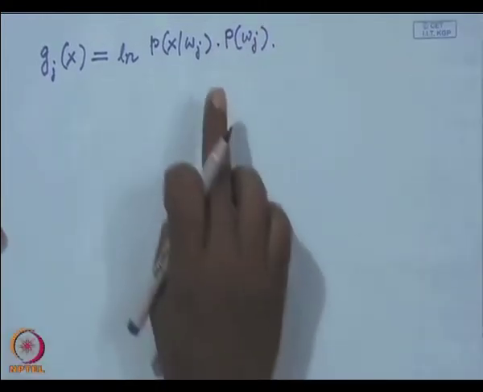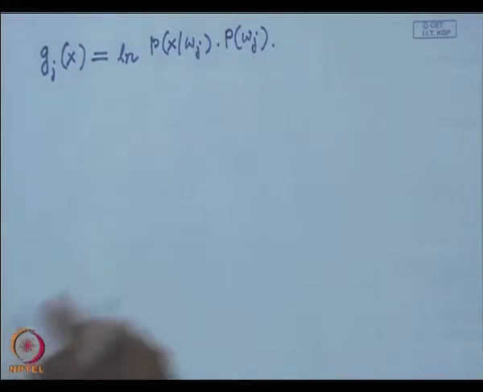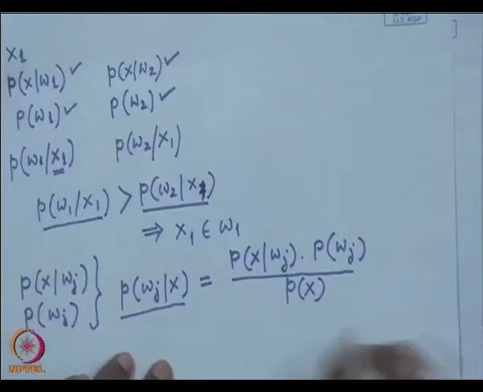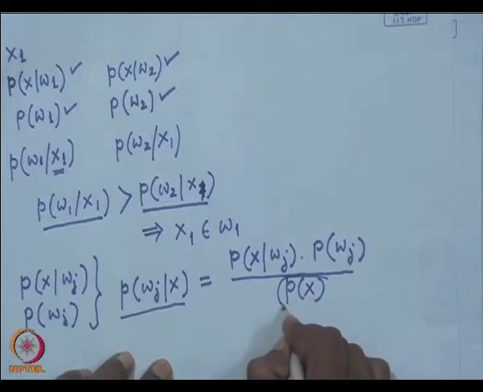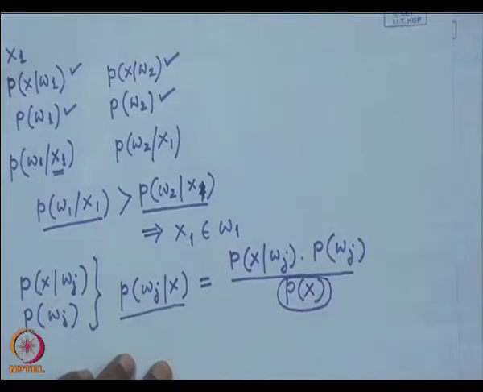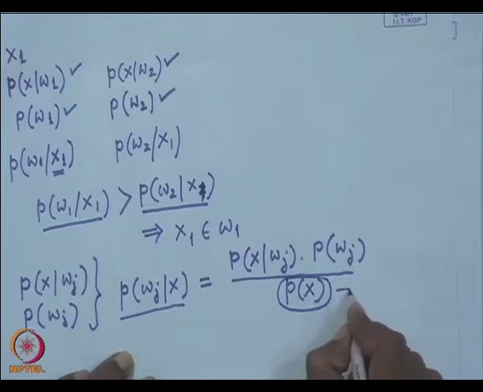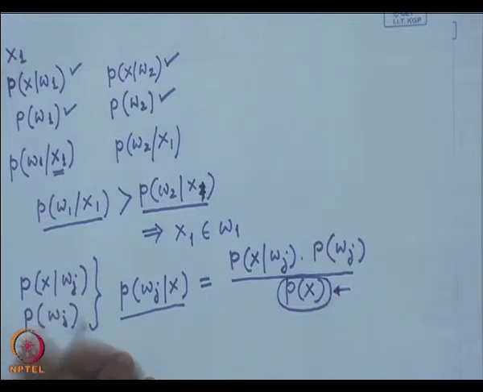And while defining this, you see that we have ignored one term which was in the denominator, that is p of x. We ignored it simply because this denominator term is equal in all the a posteriori probability expressions. Whatever be omega j, p of x will appear in all of them. As a result, p of x does not influence the decision of which class x will belong to.